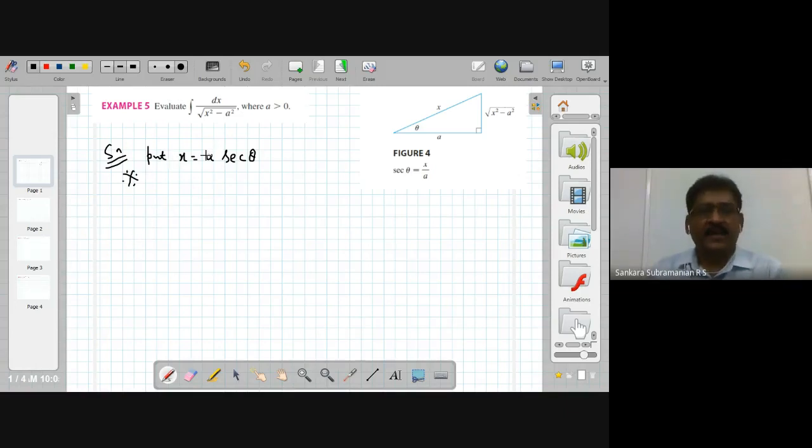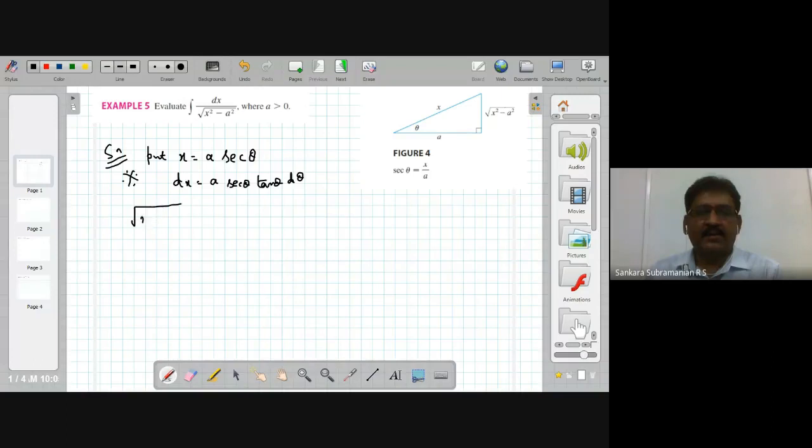So if x is a secant theta, what about dx? dx is equal to the differentiation of secant theta, which is secant theta tan theta, into d theta.